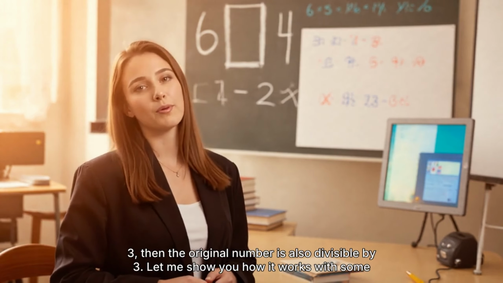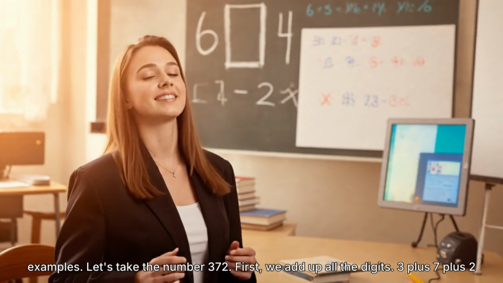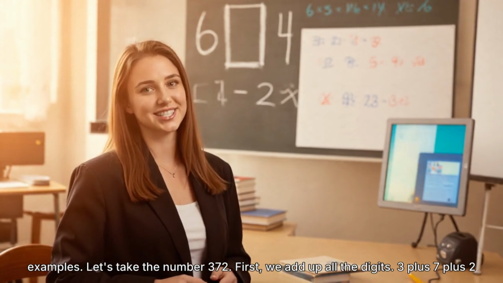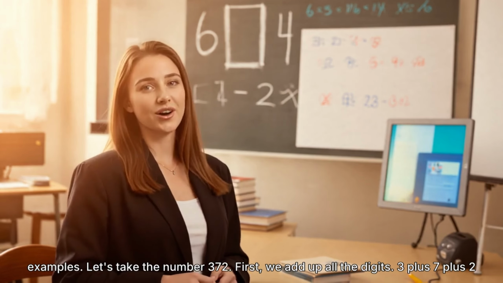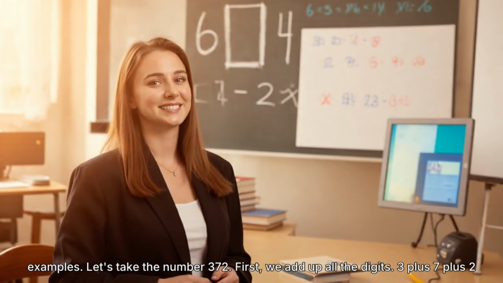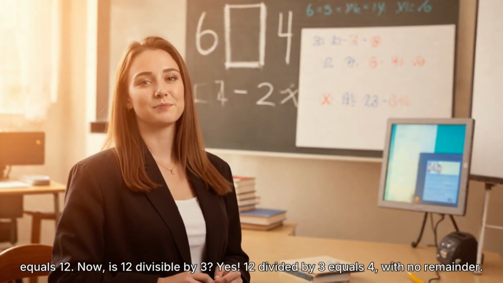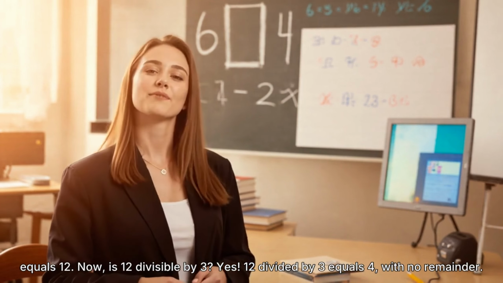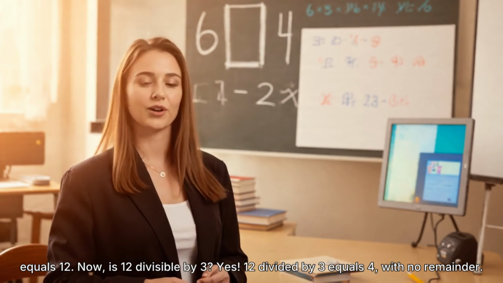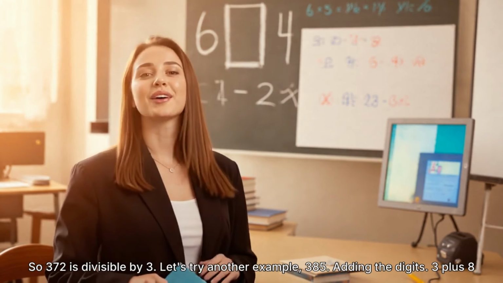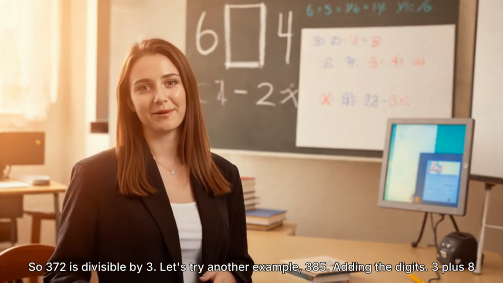Let me show you how it works with some examples. Let's take the number 372. First, we add up all the digits. 3 plus 7 plus 2 equals 12. Now, is 12 divisible by 3? Yes, 12 divided by 3 equals 4, with no remainder. So 372 is divisible by 3.